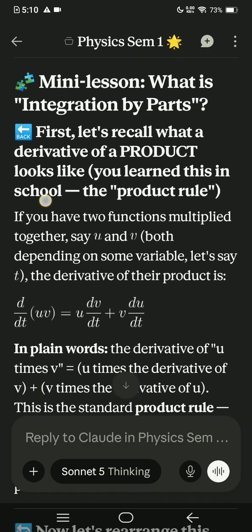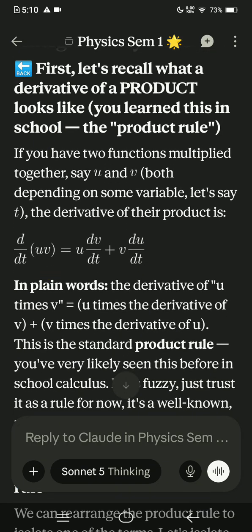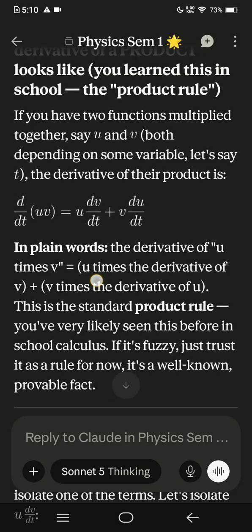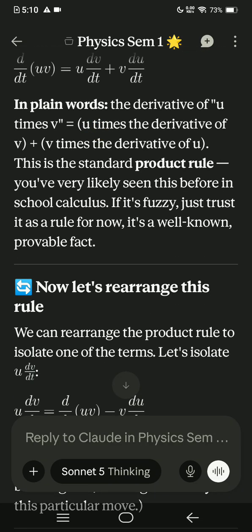Derivative of a product. If you have two functions multiplied together, say u and v, both depending on some variable, let's say t, the derivative of their product is this: d by dt of uv is u dv by dt plus v du by dt. In plain words, the derivative of u times v equals u times the derivative of v plus v times the derivative of u. This is the standard product rule. You have likely seen this before in school calculus. If it's fuzzy, just trust it as a rule for now. It's a well known provable fact.